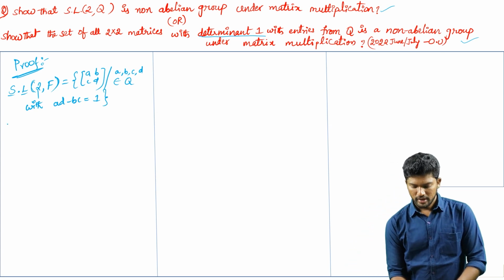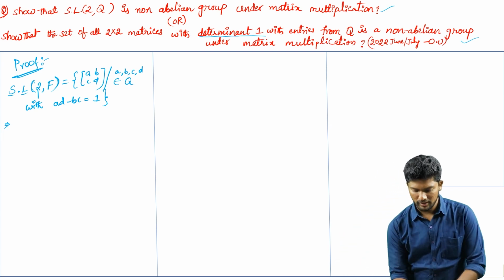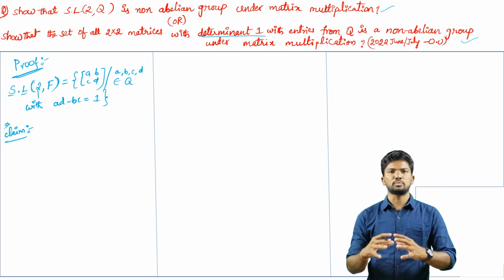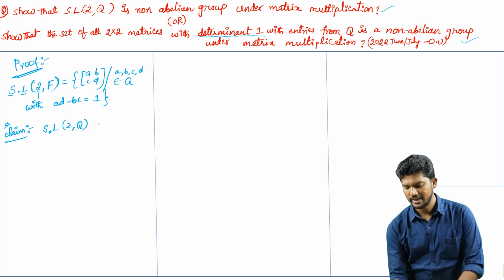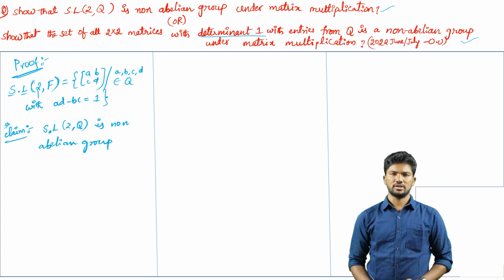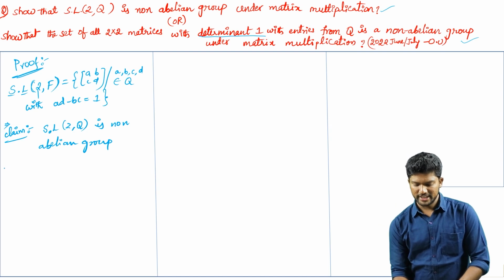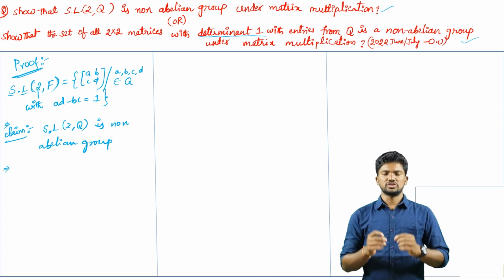So now we are going to prove this for SL of 2 comma Q. I am writing the claim. The claim is nothing but what we are going to prove in the theorem. So I am writing clearly: SL of 2 comma Q is a non-abelian group. So we have to prove this condition. Before going to prove this, you need to know the basic thing.